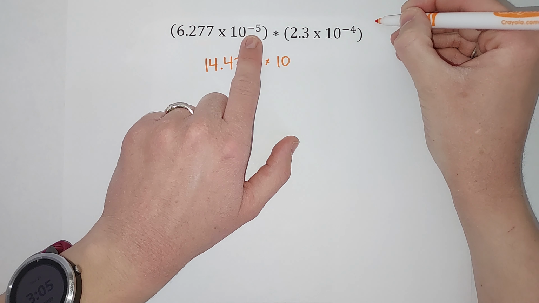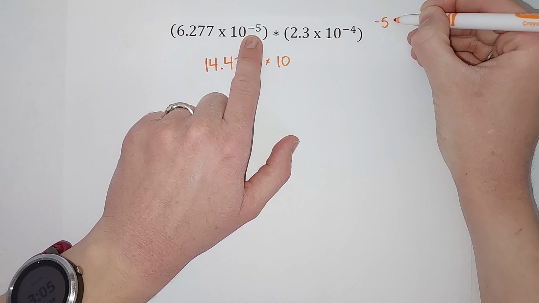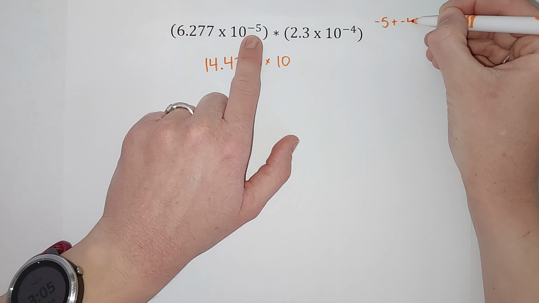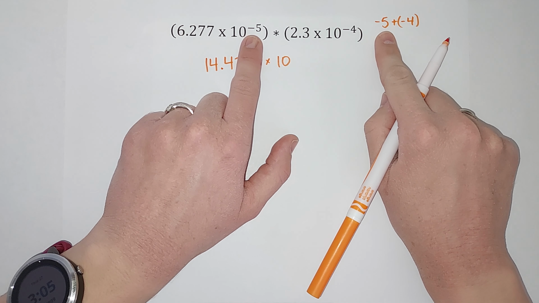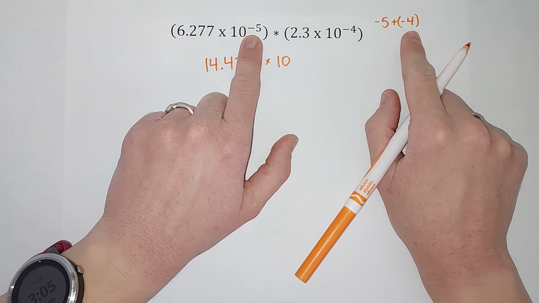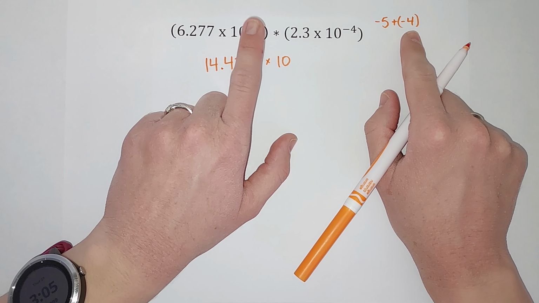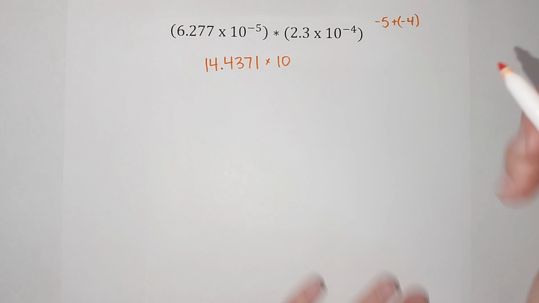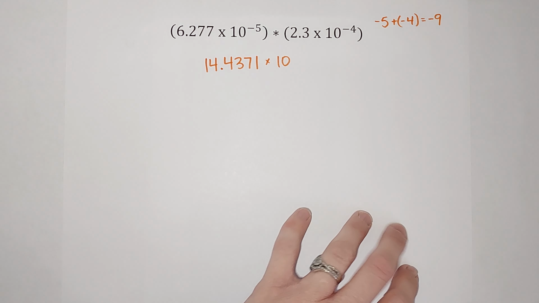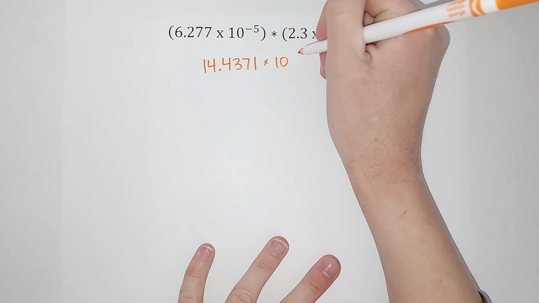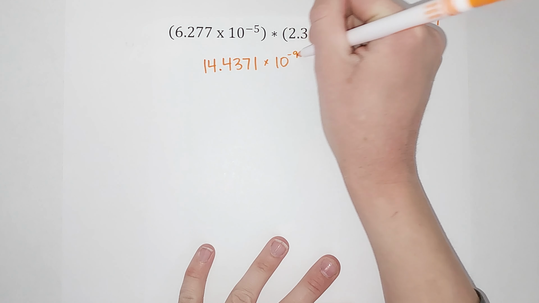So I'm going to have -5 plus a -4. Okay. This is like I borrow $5 from you and then I'm like, dude, I'm so sorry. I got to borrow another $4. Okay. So then I owe you how much? I owe you $9, right? -9. So my 10 is to the power of -9.